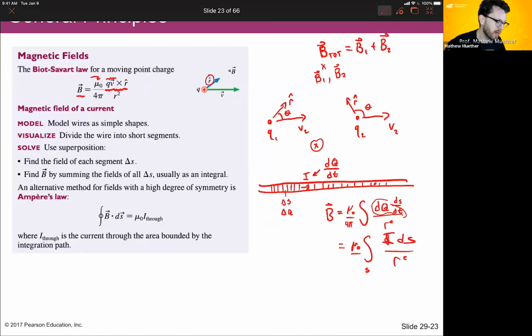Okay, there's one other law that your book introduces. It's one of the fundamental relationships between charges and fields. It's called Ampere's law, and your book goes through a bit of a derivation. And this thing here is what's called a path integral. And what does this law say?